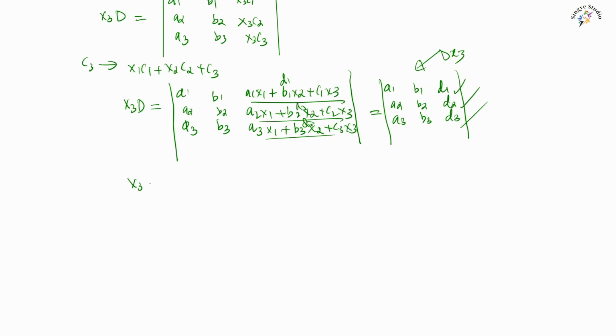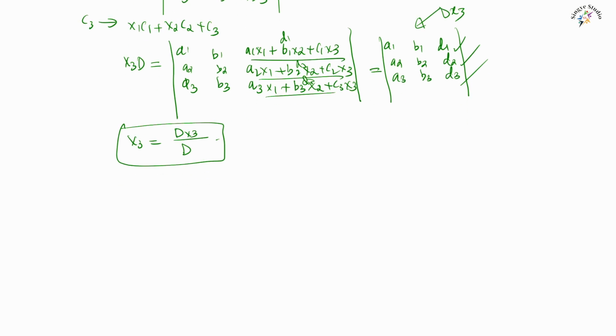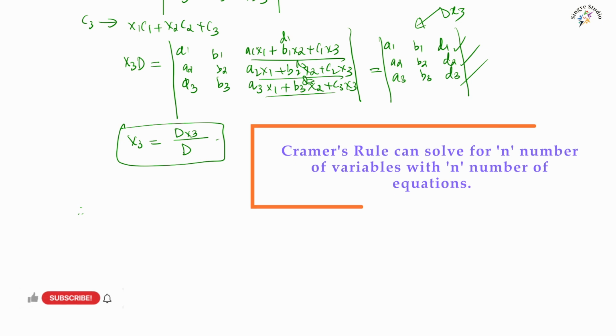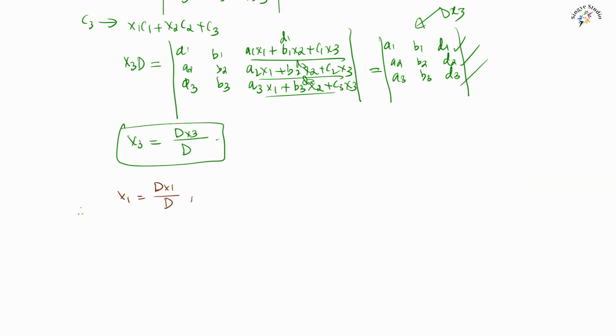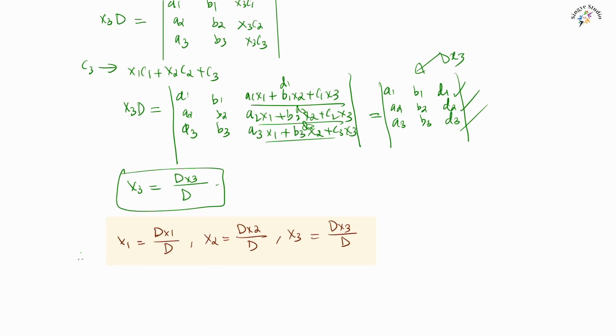Therefore x3 equals dx3 upon D, and these are the values for x1, x2 and x3, and this is Cramer's rule. Therefore Cramer's rule says that for a system of linear equations containing 3 variables and 3 equations, our values will be simply x1 equals dx1 upon D, x2 equals dx2 upon D, and x3 equals dx3 upon D. Okay, in the next video I will solve some problems involving the use of this Cramer's rule.